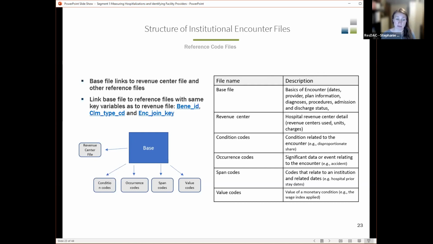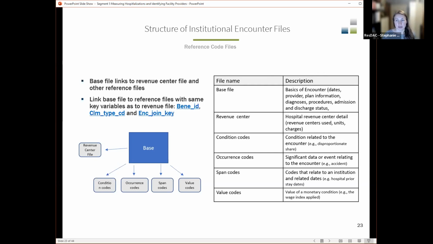But the other files might be useful. We have a student now that's working on workers' compensation, and they're finding that if you use some of these files, you can get information about whether or not this was paid under workers' compensation, for example.